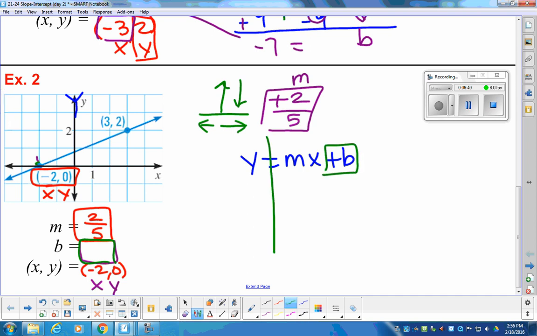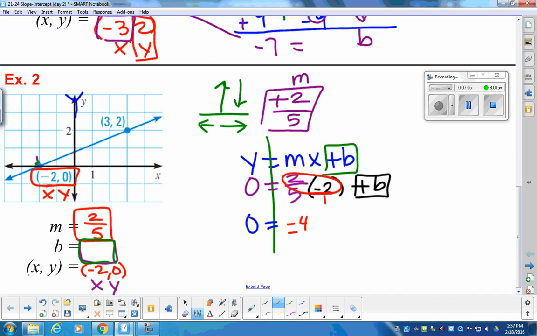So I'm borrowing x, borrowing y for just a second. And then I'm going to dump it. The y value is 0. The slope is 2/5. The x value is -2. I'm solving for b. Working left to right here, we have 0 on the left. On the right, we have 2/5 multiplied by -2. Go ahead and use your calculator on that if you want, or multiply the tops, which is -4. Multiply bottoms, which is 5.